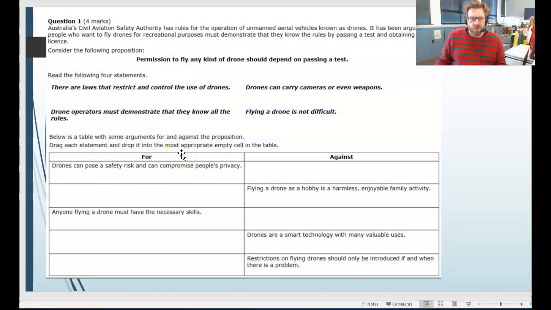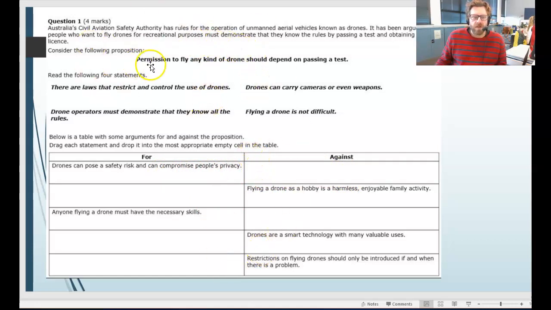These first couple of questions are drag and drop. They look quite easy to do, but there's something that you need to be really aware of. Each of these statements here needs to be copied into the blank spaces of the for and against side, but they need to be rebuttals of statements that are already there. Okay, so let's make that clear.